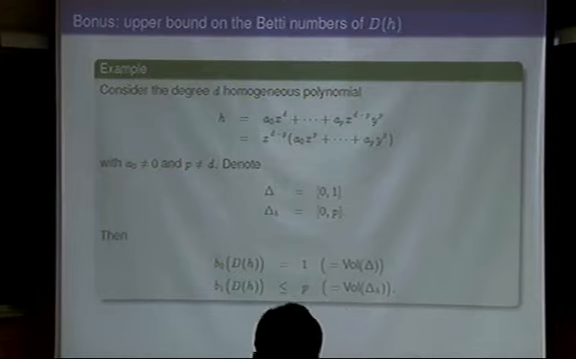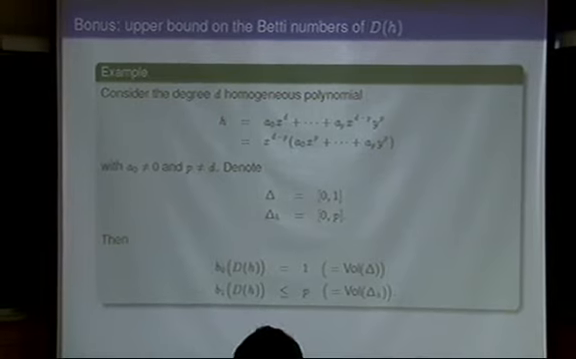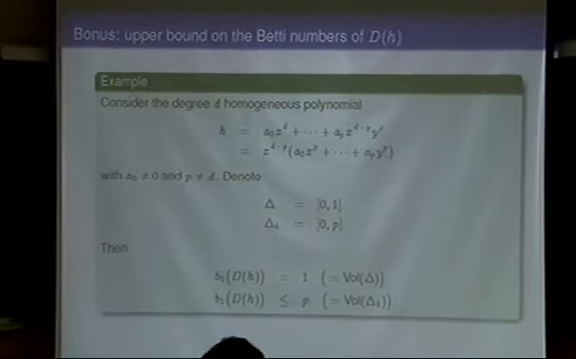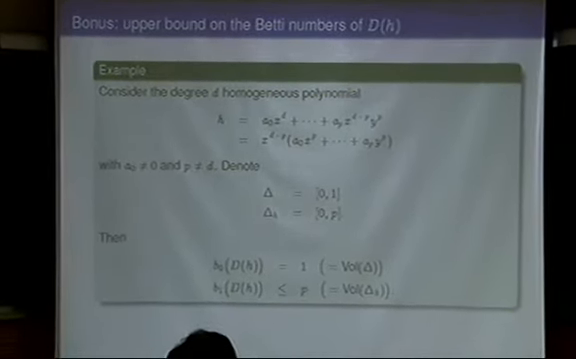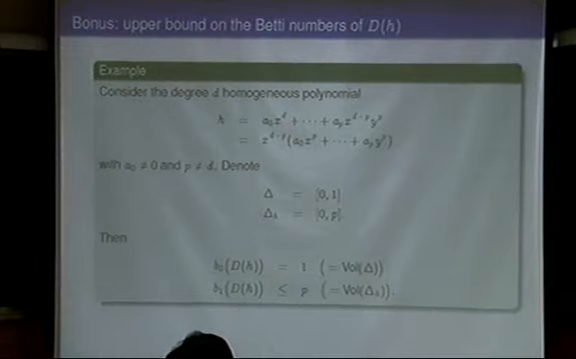It is of classical interest to bound the Betti numbers of a projective hypersurface or its complement. Here's one corollary due to this formulation. It's a very simple example. Suppose we have a two-variable homogeneous polynomial, which is in that sense just a one-variable polynomial.